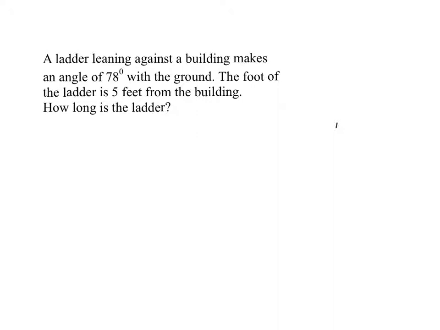Okay, so I am going to draw a triangle. And it doesn't really matter what the triangle looks like. I am certainly no artist. So here I have a triangle, and this is going to be my ladder leaning against a building. It says right here that it makes an angle of 78 degrees with the ground. So the ladder to the ground makes this angle of 78 degrees, so I'm going to label that angle as 78 degrees.